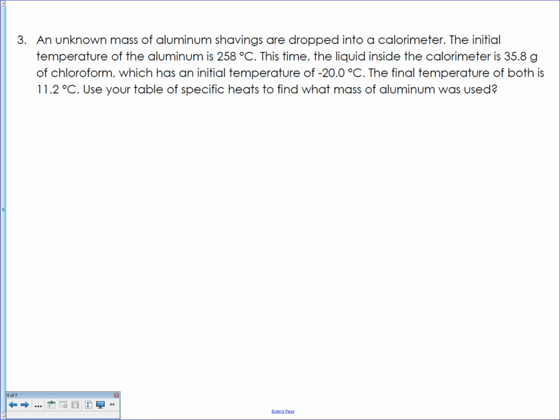Okay, what this says it's asking for says find what mass of aluminum was used. So we're looking for mass on the side of the metal. In this case, we have negative MC delta T for aluminum equals MC delta T.